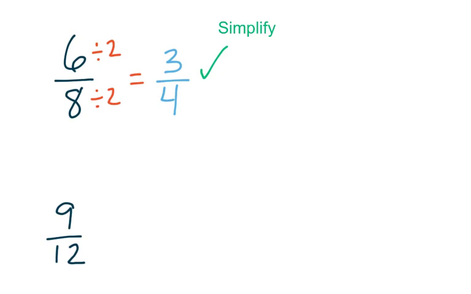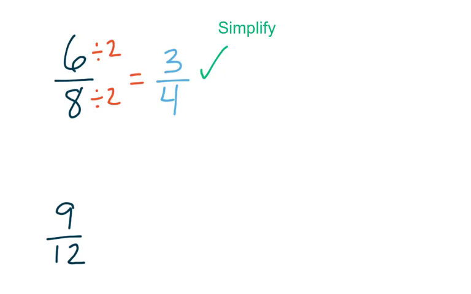Let's take a look at 9/12. What do 9 and 12 have in common? Well, are both of these numbers prime numbers? They are not. 9 is not a prime number, nor is 12. So what are some factors that they have in common? We can always start by looking to see if they're both even. They are not. So they don't have 2 in common.